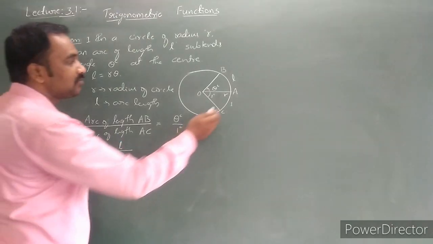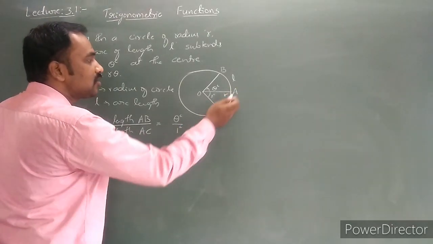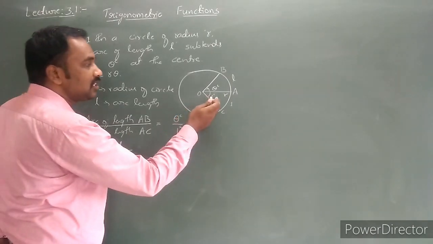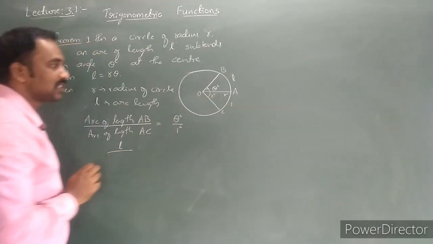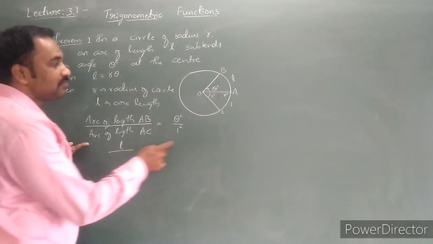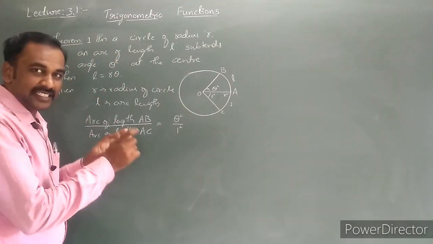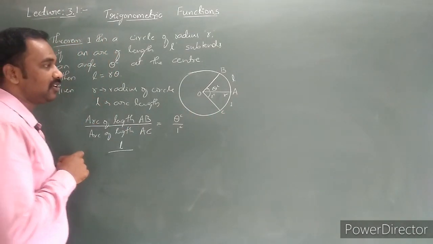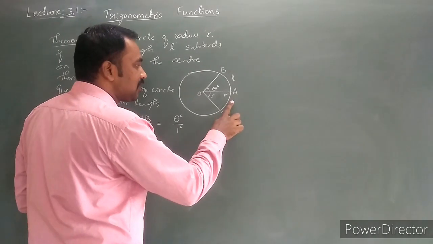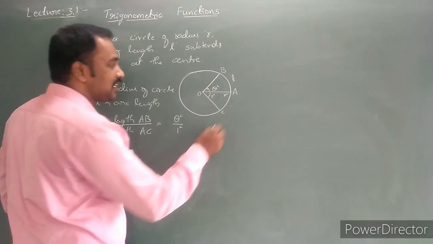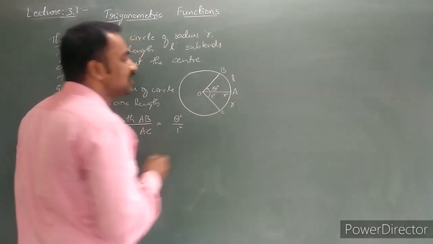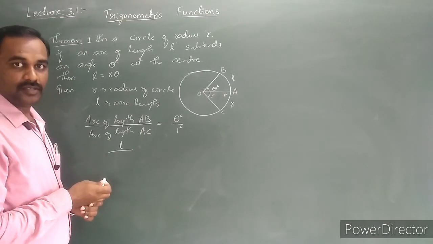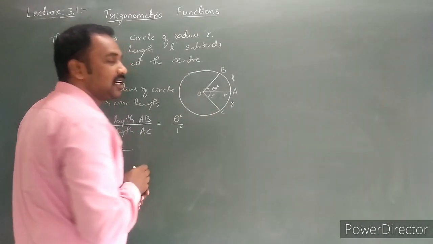What is the arc length of AC? Arc length of AC is equal to 1 unit. 1 unit is nothing but the radius. Here, arc length of AC is required. Now, I will make a little bit of arrangement. Instead of taking 1 radian, 1 unit, I just consider it as R unit.